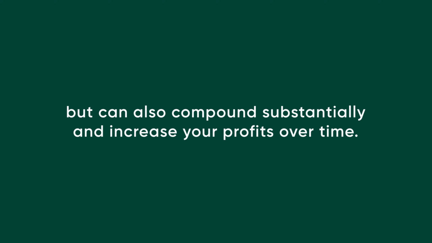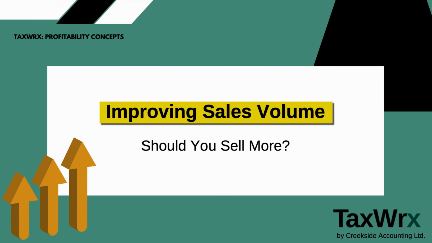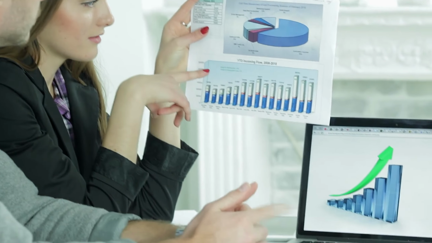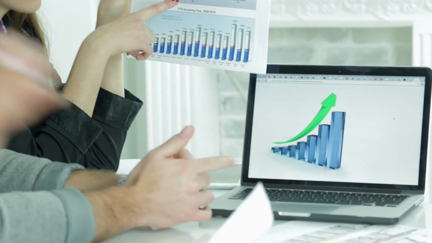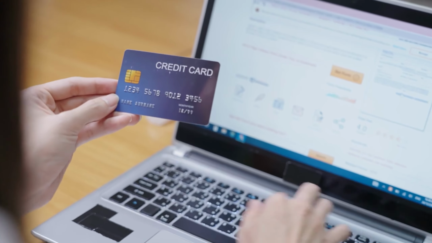And finally, the third profitability driver is improving sales volume. This is all about how much you are selling. How big is your customer base? How many sales do you make every year? How many products do you sell? Identifying sales triggers and increasing the total volume of transactions you complete is the third most effective way to increase profits.